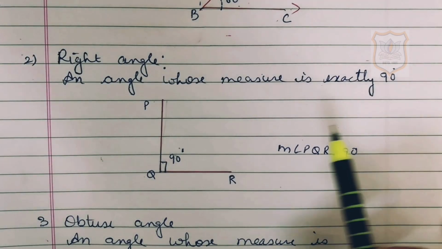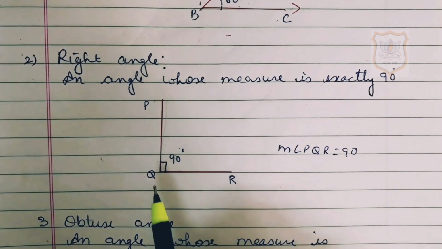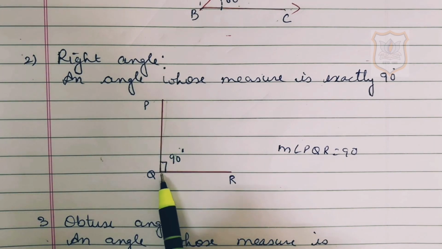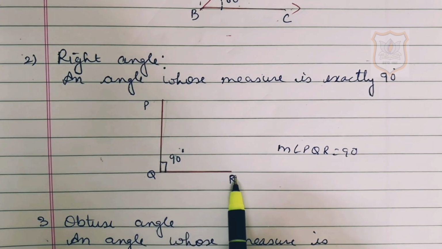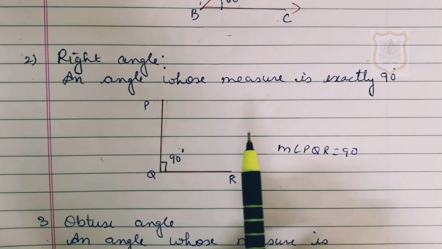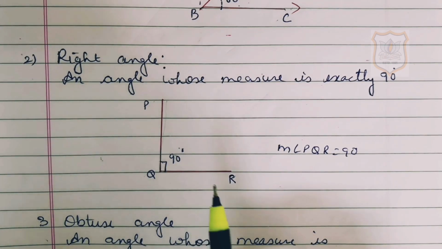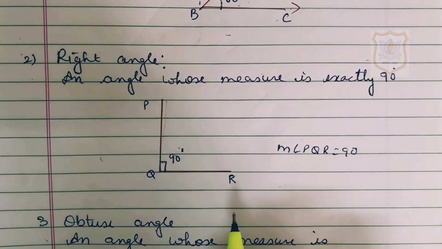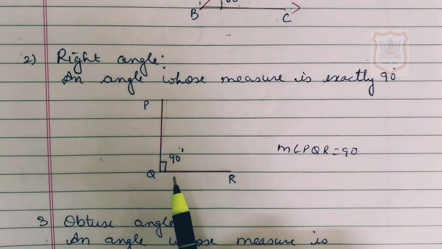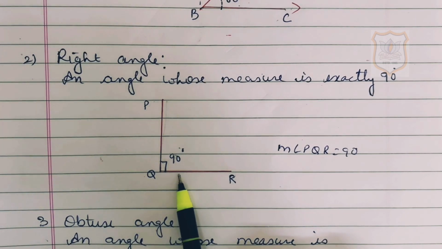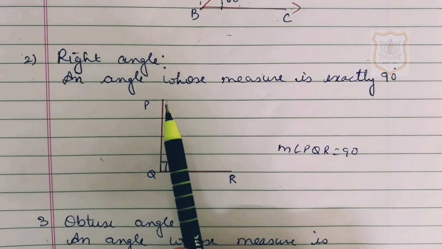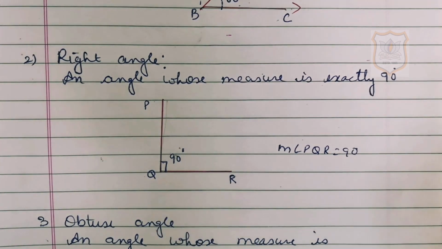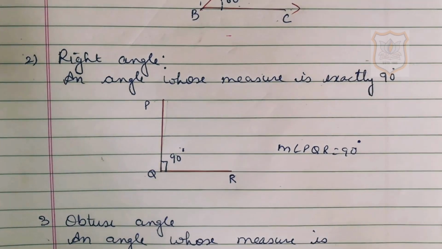Next is right angle, an angle whose measure is exactly 90 degrees. Here you can see this is an angle with measure 90 degrees. So an angle whose measure is exactly 90, it should be only 90 degrees, it should not be 89, 88, 91, 92, etc. An angle whose measure is exactly 90 is called a right angle. So angle PQR is 90 degrees. That is a right angle.